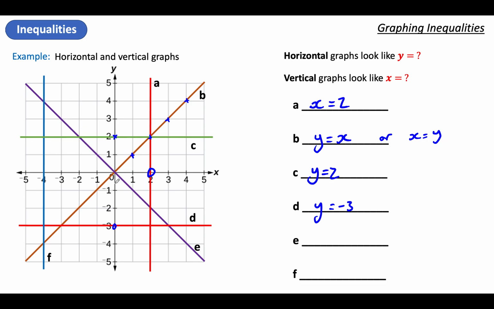E. I've got a diagonal graph going down, and if you're not sure, just pick a point. What's this coordinate? This is 1, minus 1. This coordinate is 2, minus 2. So basically, y equals the negative of x. Now, we wouldn't generally write this as minus y equals x. It's technically not wrong, I suppose, but we wouldn't usually write that. So y equals negative x. F, vertical graph. It goes through the x-axis at the point where x equals negative 4.